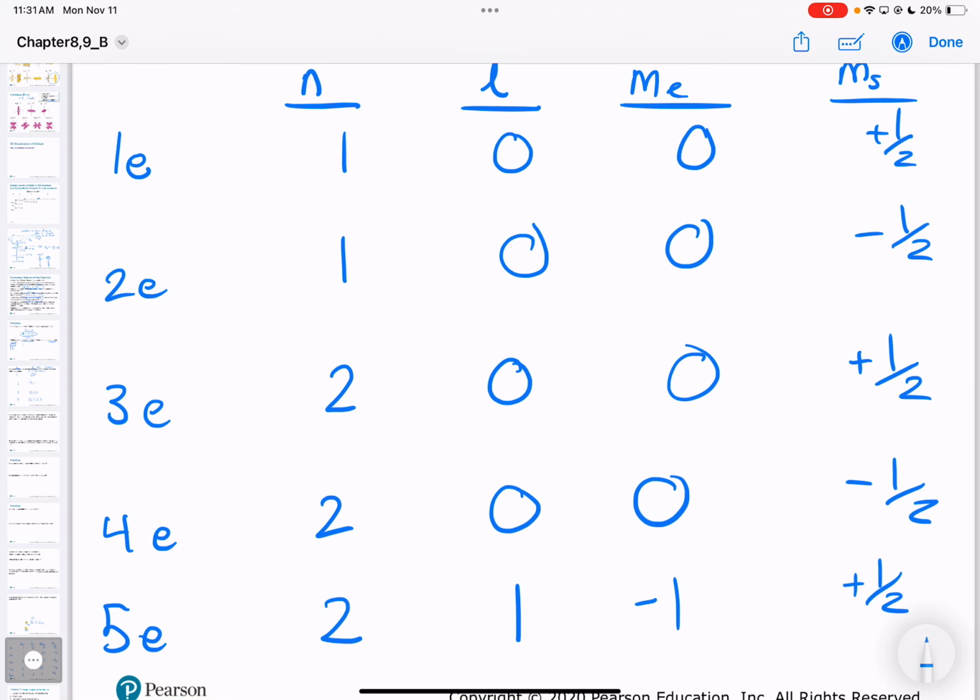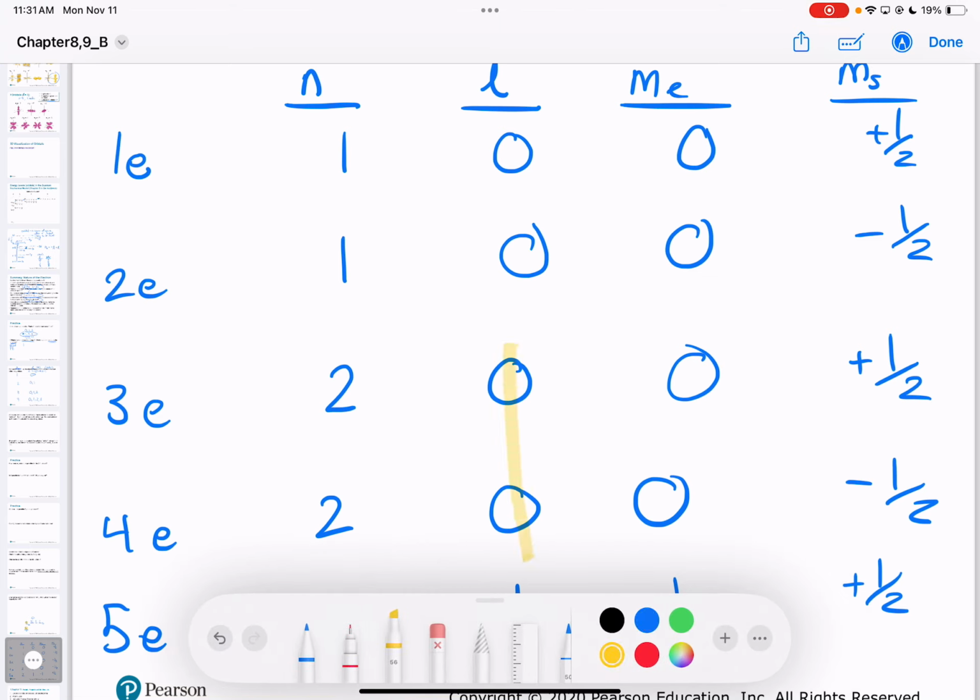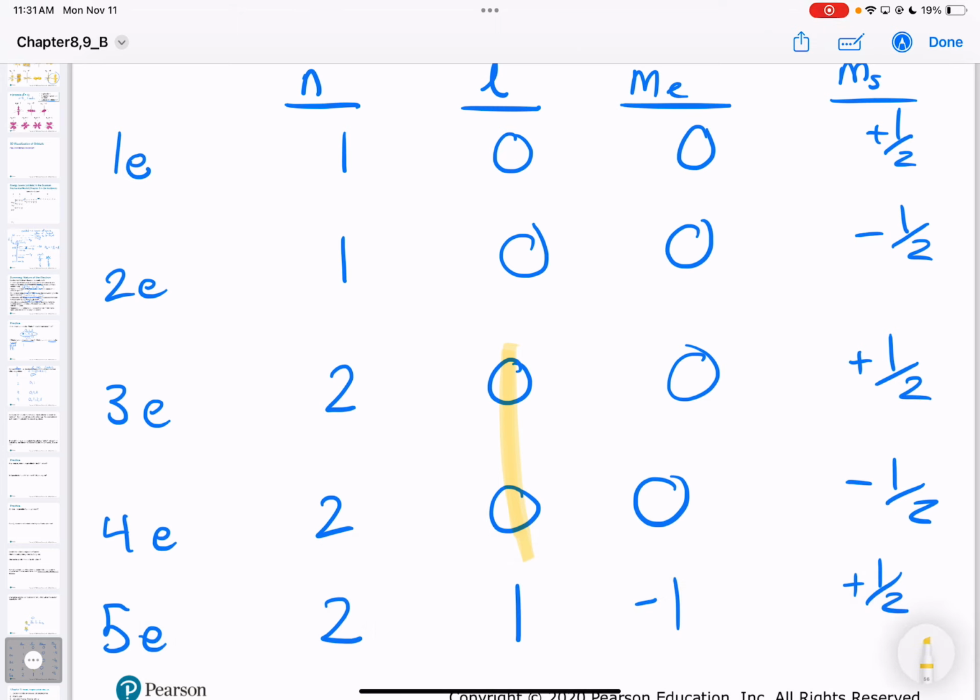Yes, but it's a range because there could be multiple of them. So n minus 1 for 1 is 0, right? N minus 1 for 2 could be 0 or 1. So I have one orbital, right? Because 2 electrons per orbital. So I have 1 orbital where it's 0, or 1 subshell is a better way to think of it.